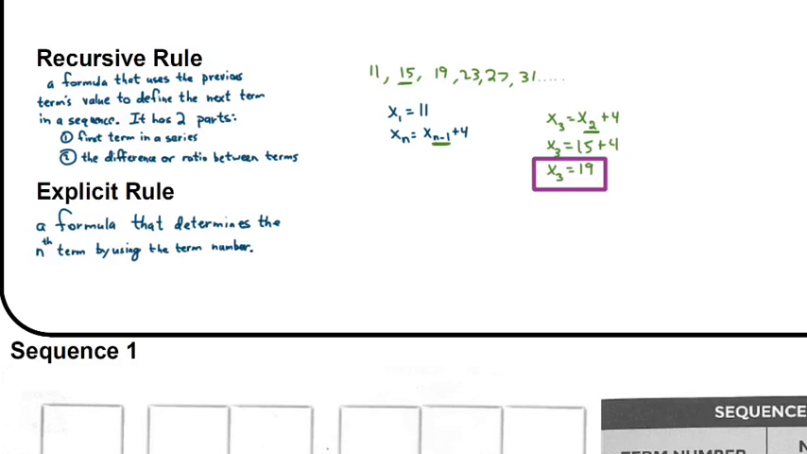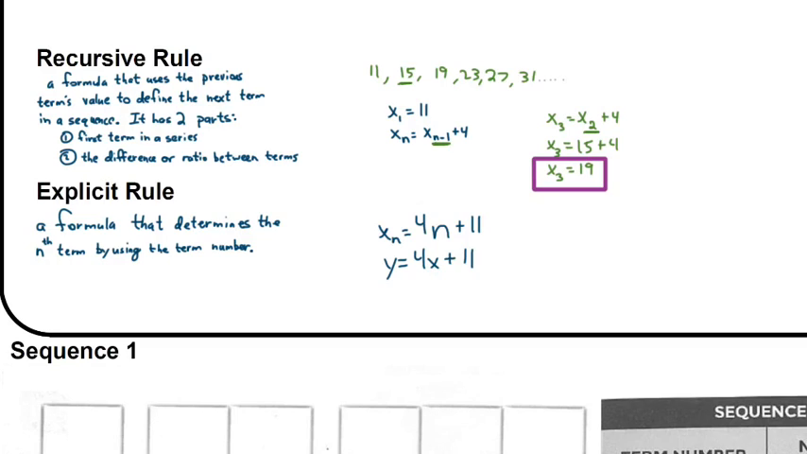So for an explicit rule, we'll stick to the pattern we just gave. An explicit rule would say something like this. For any given n, for whatever x I want, I take that number, the actual n itself, and in this case, I'm going to multiply it by 4 and add 7. You may recognize it. This is very much like y equals 4x plus 7. Y equals mx plus b. That is an explicit rule.